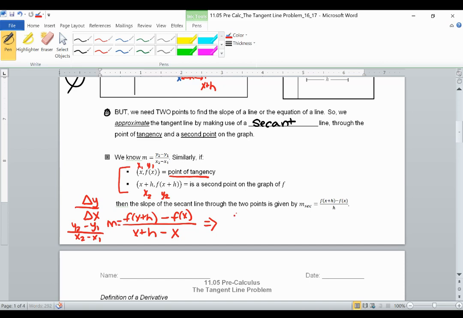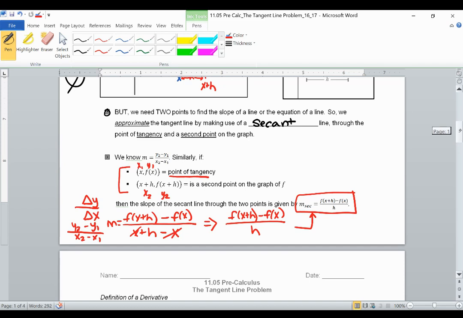So then the top, there's nothing really I can do to simplify this when it's in terms of the function. But the bottom, I can cancel out those x's, leaving me with just h. So our formula for the slope of the secant is f of x plus h minus f of x over h. So that's the slope of our secant line.